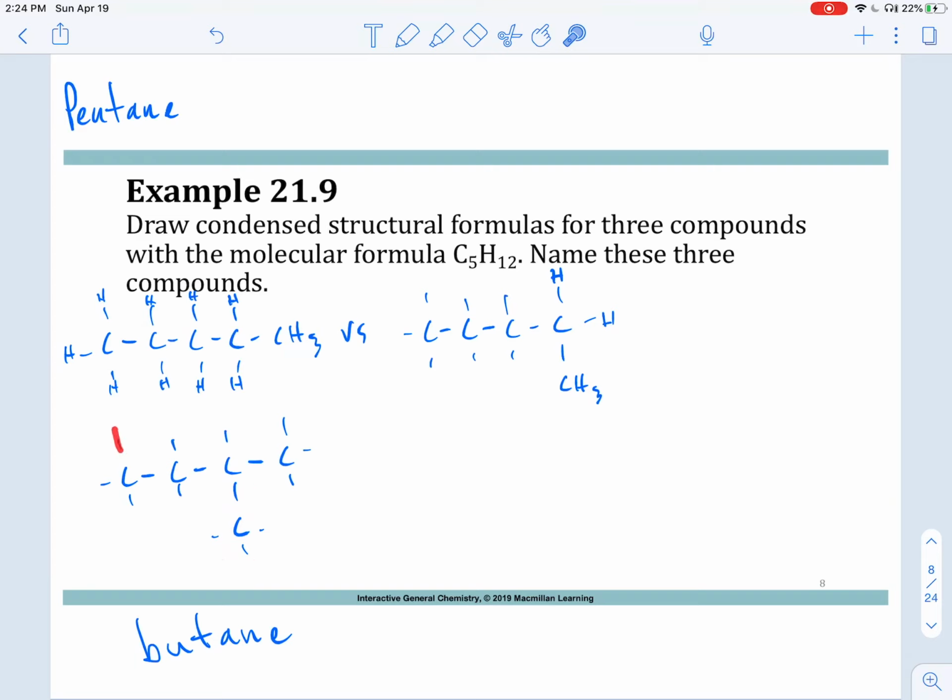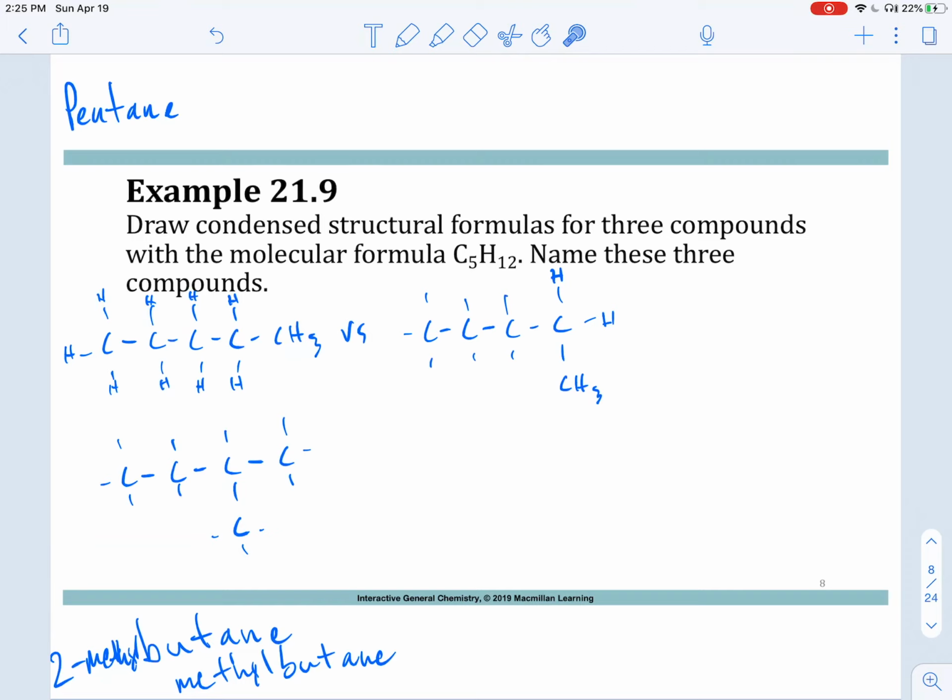So we're not going to say 1, 2, 3. We want to minimize the numbers and call this 1, 2. 2-methylbutane, or just straight up methylbutane, because in this case, it doesn't matter that it's here. The other version of this would be it was here, and that still would be 2-methylbutane. So 2-methylbutane or methylbutane are correct in my mind there.